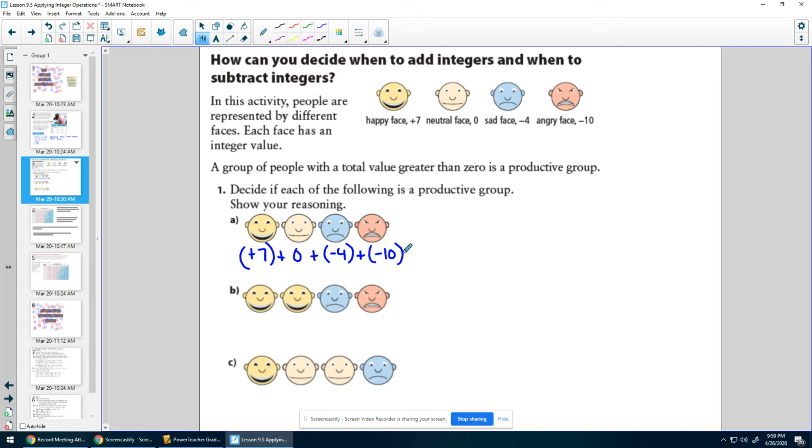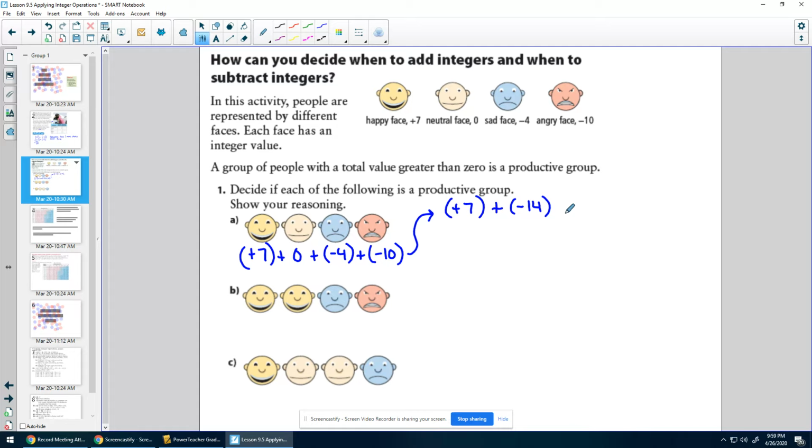So now we want to find the sum of all of those and see if it's going to be a positive, a 0, or a negative to decide if it's going to be a productive group. So I'm just going to take that information and pool our positives and our negatives like we've done in previous lessons. So 7 plus 0, we know that's just going to be +7. And then we're going to group our negatives together. -4 plus -10, that's just going to be a bigger negative, which is -14.